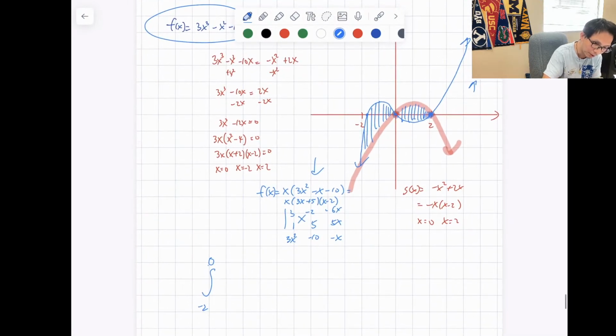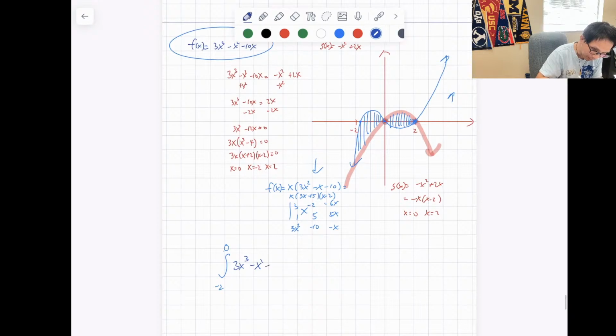The cubic functions. Okay, so I'm going to write down the cubic function, which is blue. So that's going to be 3x cubed minus x squared minus 10x. And this minus what? Minus x squared plus 2x.